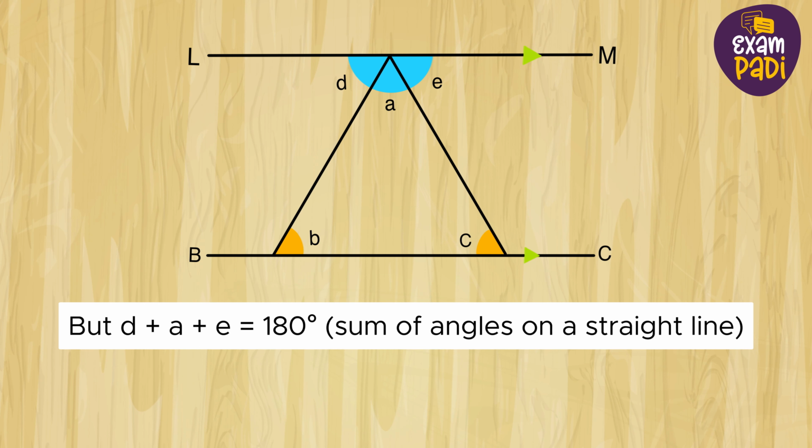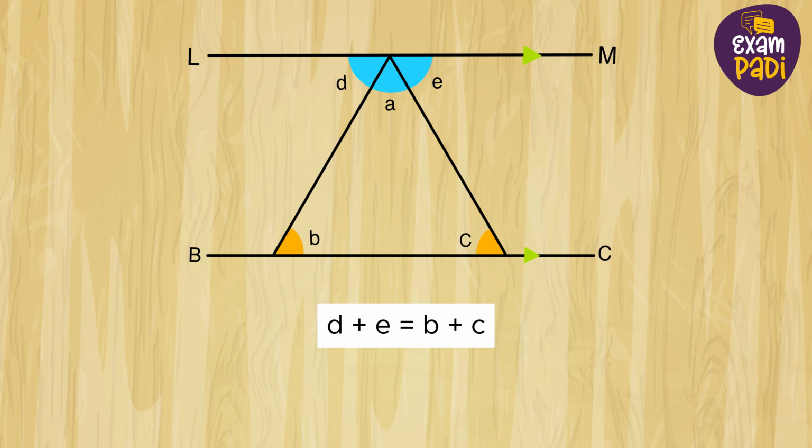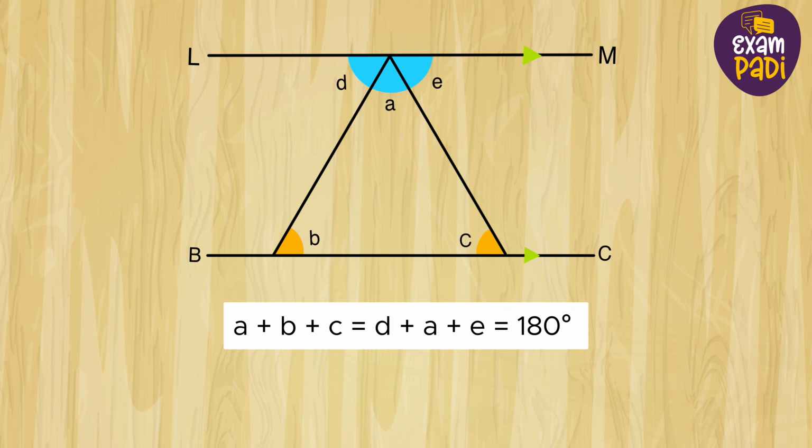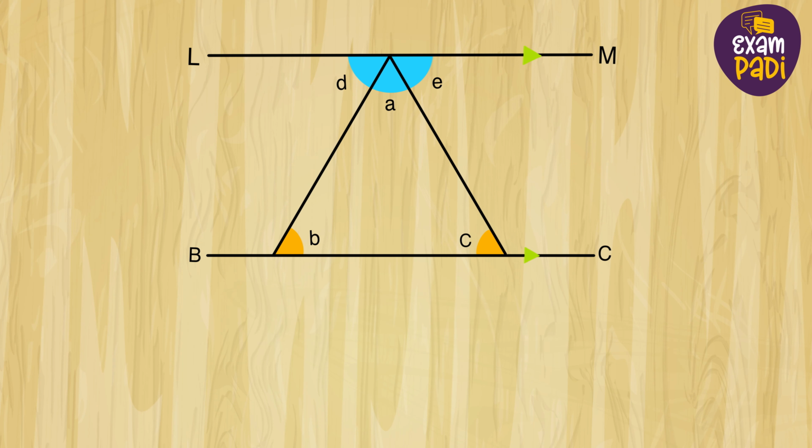But D plus A plus E equals 180 degrees. That is, sum of angles on a straight line. Since D plus E equals B plus C, hence A plus B plus C equals D plus A plus E equals 180 degrees. Thus, the sum of angles of a triangle equals 180 degrees.